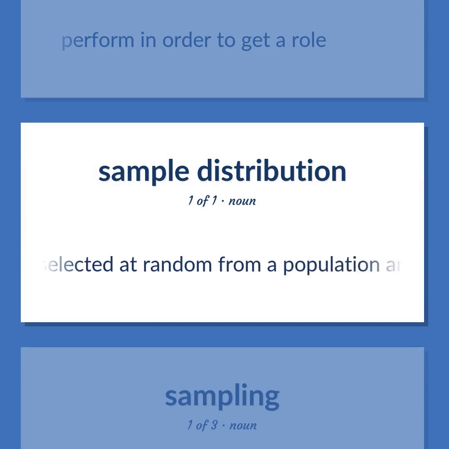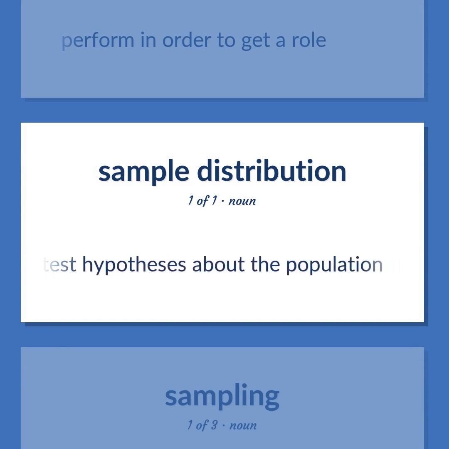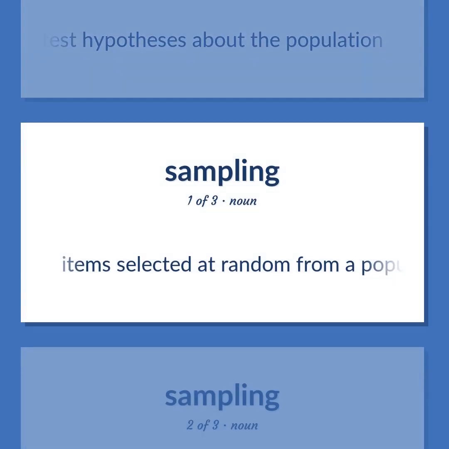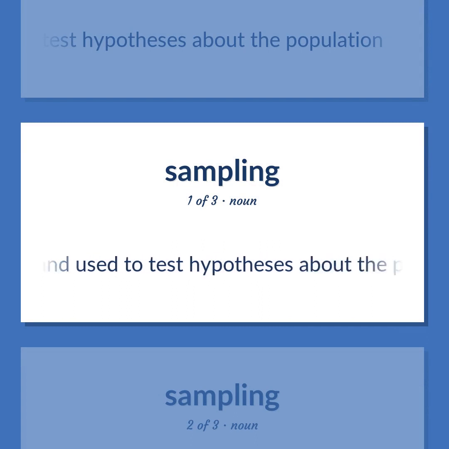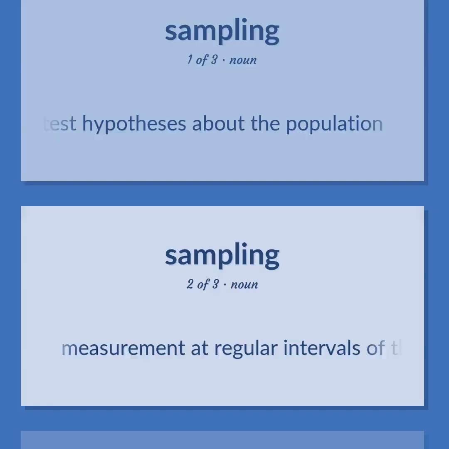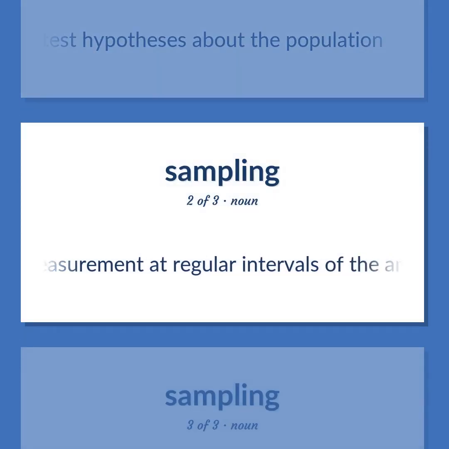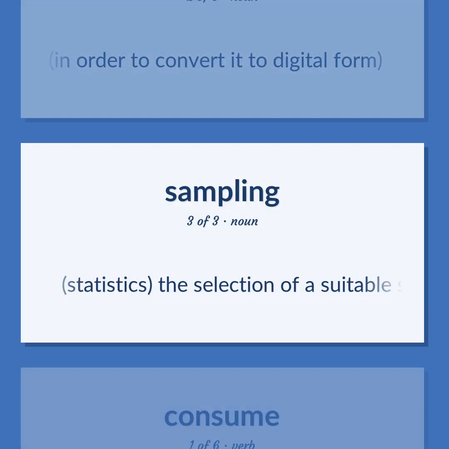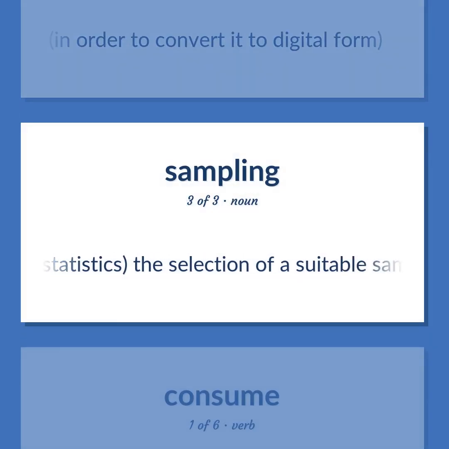Items selected at random from a population and used to test hypotheses about the population. Measurement at regular intervals of the amplitude of a varying waveform, in order to convert it to digital form. Statistics: the selection of a suitable sample for study.